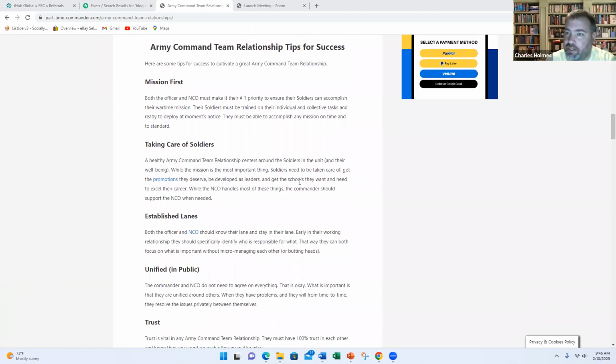Number two, taking care of soldiers. So the mission is always number one in the Army, but a very close second place is taking care of your soldiers. If you take care of your people, they're going to take care of you. It's a pretty simple concept that a lot of people mess up, but you want to make sure your soldiers are getting the schools they need. If there's a pay problem, it needs to get fixed. If there is an issue with some of their paperwork, you need to get it fixed. Any type of problem, you are really in the people business as a leader, and you need to make sure your soldiers are taken care of.